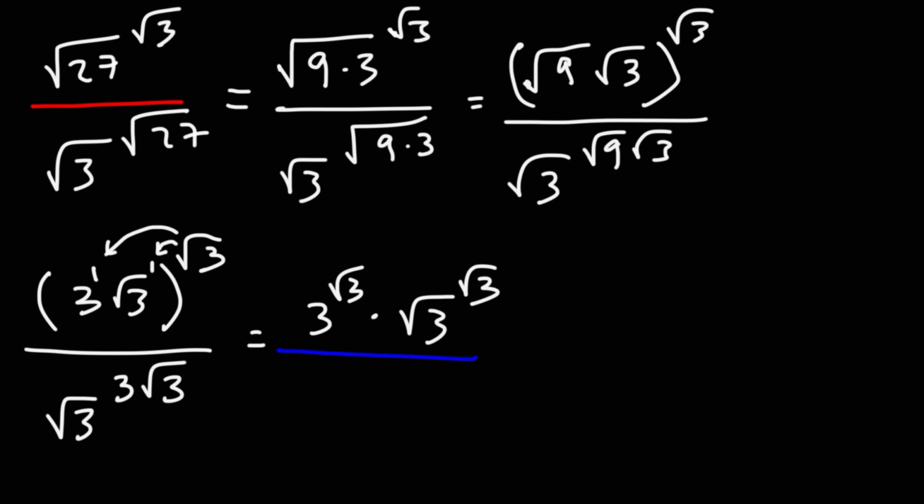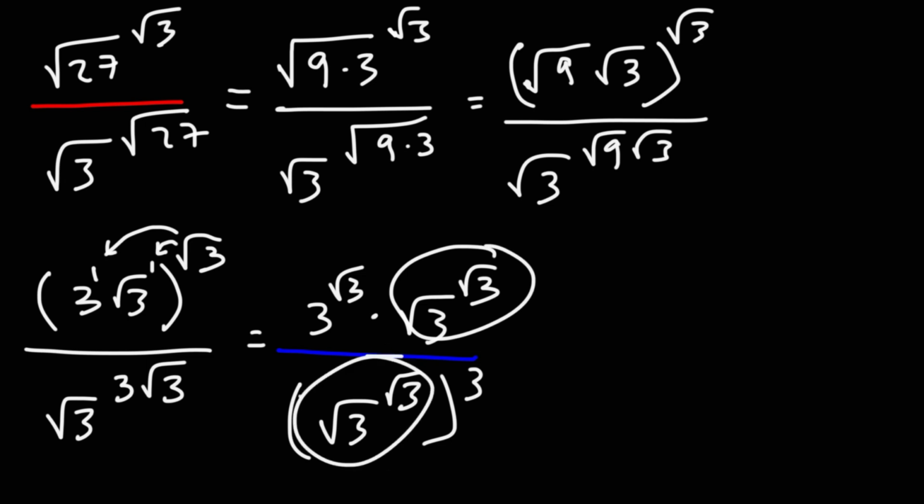Now what can we do with the stuff on the bottom? What I'm going to do is write it like this. The square root of 3 raised to the square root of 3, raised to the third power. Keep in mind, when you raise one exponent to another, you multiply them. So multiplying these two will give us just 3 square root 3. The reason why I decided to write it that way is because notice that these are similar. I want to try to cancel it.